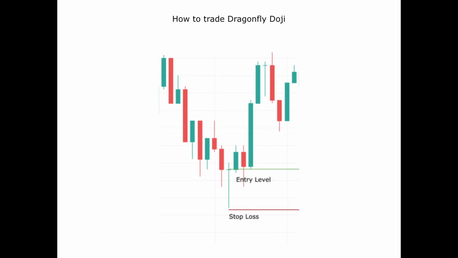Step 3. Place stop loss at the low of the candlestick. If the market pulls back towards the Dragonfly Doji's low and trades even lower, then this invalidates the bullish signal and you would take a small loss.